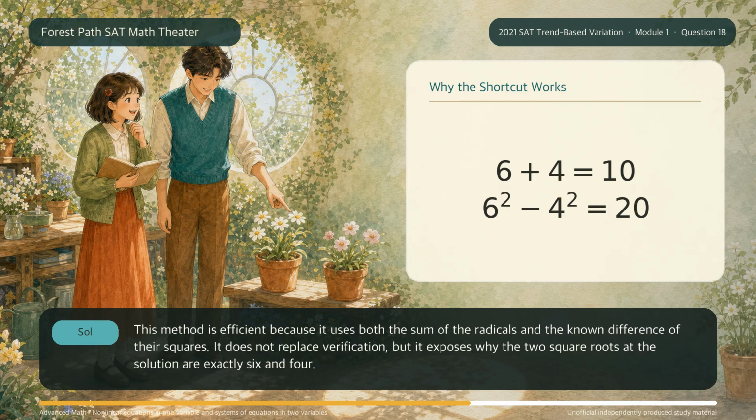This method is efficient because it uses both the sum of the radicals and the known difference of their squares. It does not replace verification, but it exposes why the two square roots at the solution are exactly 6 and 4.